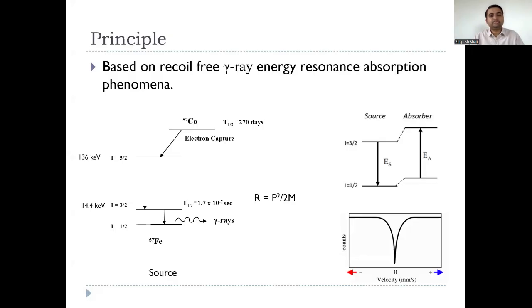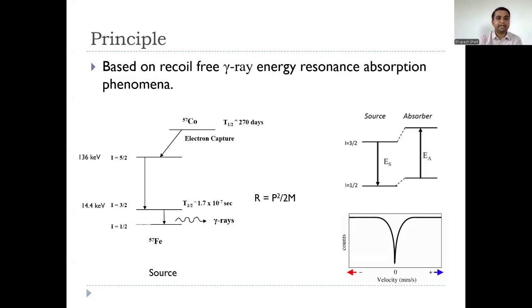We will try to understand this recoil-free gamma ray energy resonance absorption by taking the example of 57Fe, and most of the work on Mossbauer spectroscopy has been done on this 57Fe element. We know that the ground state of 57Fe is I equal to 1/2, and the excited state is I equal to 3/2. The energy difference between the ground state and the first excited state is 14.4 kilo electron volt.